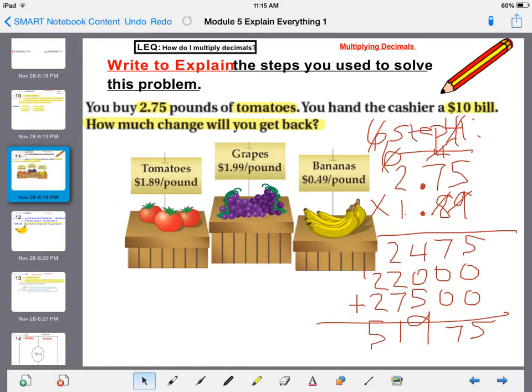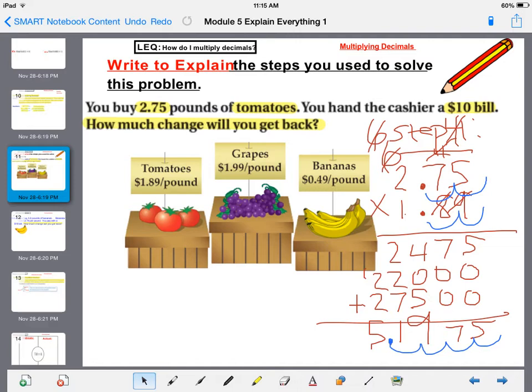Really, if I don't concern myself with the decimal point, I'm thinking, did I really spend $51,975 on tomatoes? Well, that doesn't make sense. So I know that I forgot to bring over my decimal places. So I go ahead and count the total number of decimal places. That's 1, 2, 3, 4. So I go 1, 2, 3, 4.